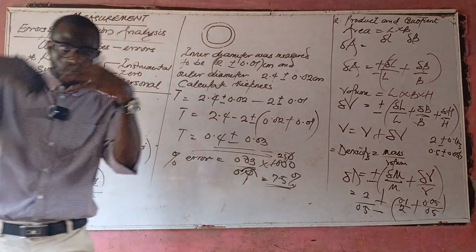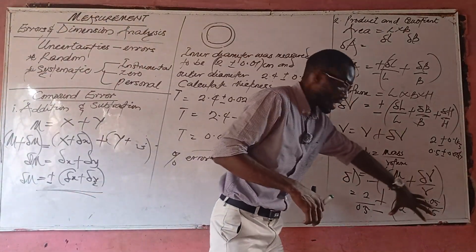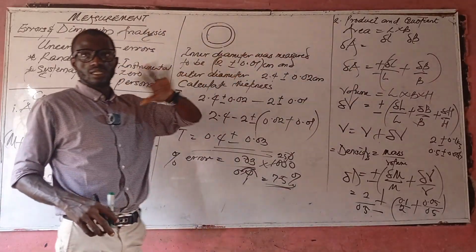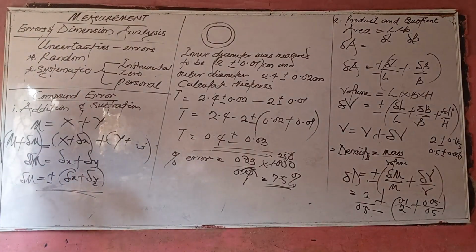If I now ask to calculate percentage error again, the answer you get, that plus or minus error over the value times 100. Is it clear? All right, let's go to dimension analysis now.